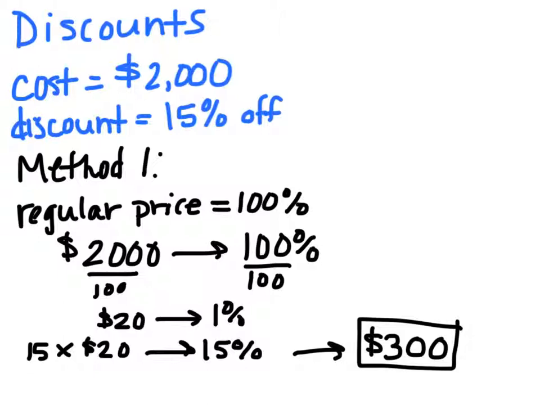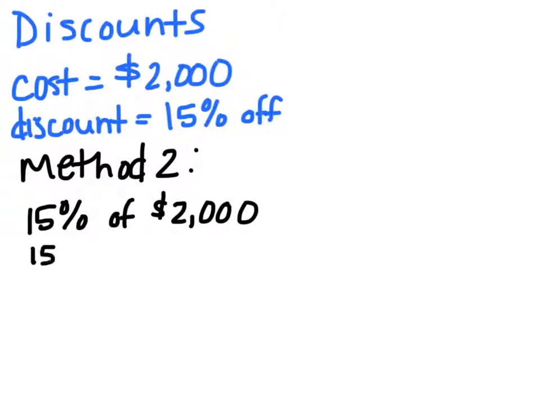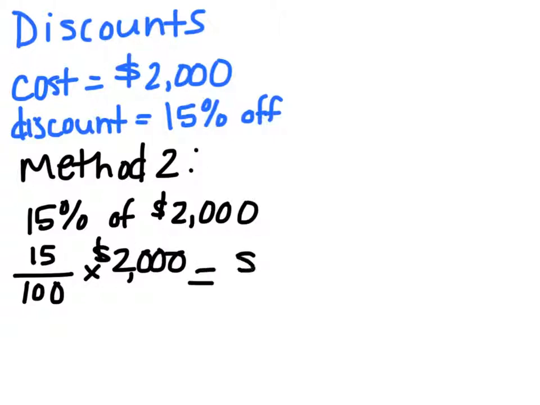Let me show you method 2. In method 2, think of the discount as a fraction of the overall cost. So the discount is 15% of $2,000. We can solve for that by taking 15 over 100, 15 per 100, times $2,000, which gives us $300. Hey, I skipped a couple of steps there.